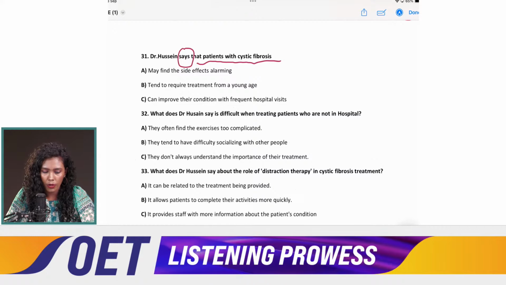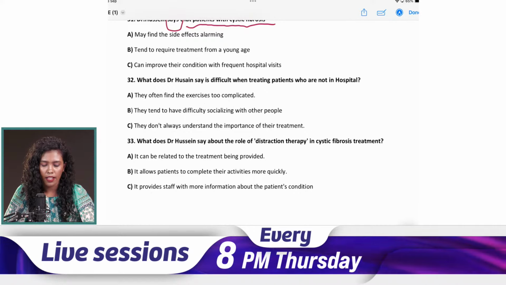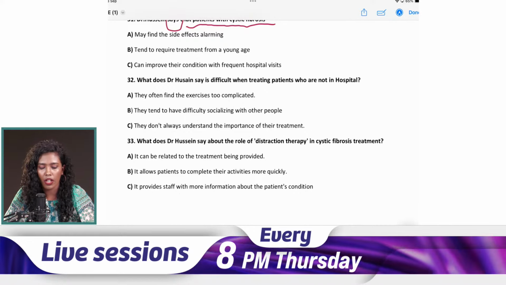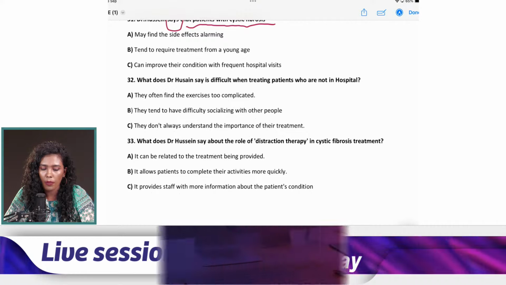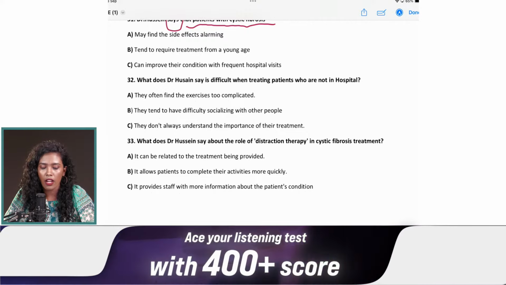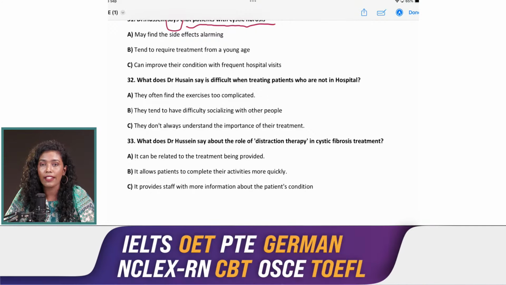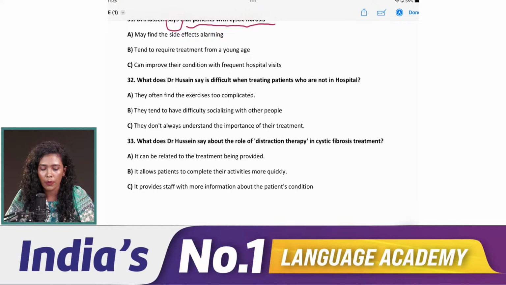So now let's look at the 32nd question. What does Dr. Hussain say is difficult when treating patients who are not in hospital? So what do you mean by that? So what she is trying to say is something which is actually really difficult while treating a patient who is not in the hospital for the treatment.